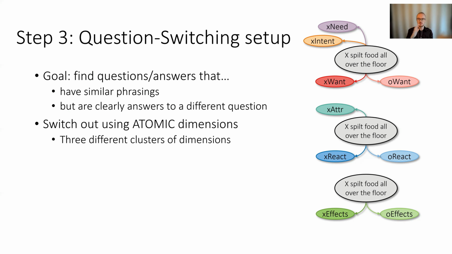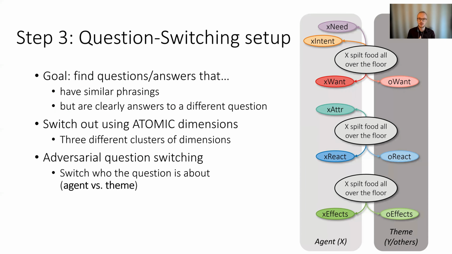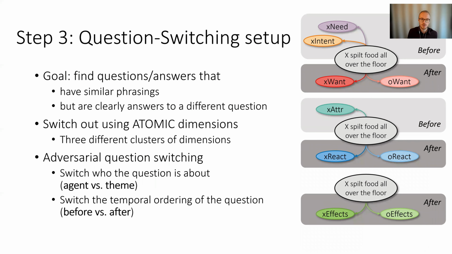And so this can lead to 2 different ways of conceptualizing the differences between the questions. The adversarial question switching basically ends up switching who the question is about, agent versus theme. So for example, if your main question is about what others would want to do next, then you might end up with question switched answers that are about what the person X would want to do next, which is not really what the question is about, but still very contextually related. And this also sets us up for switching the temporal ordering of the question. For example, instead of asking what happens after, asking what happens before the situation took place.